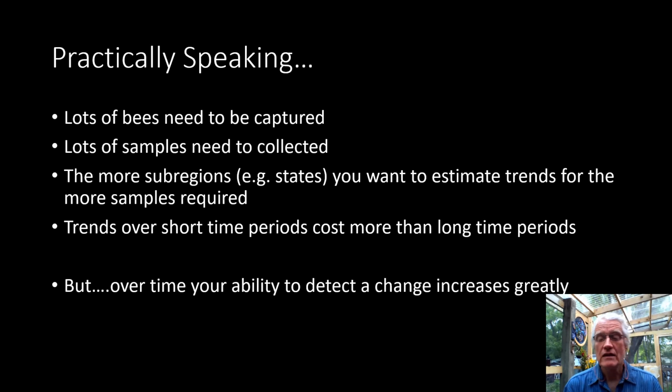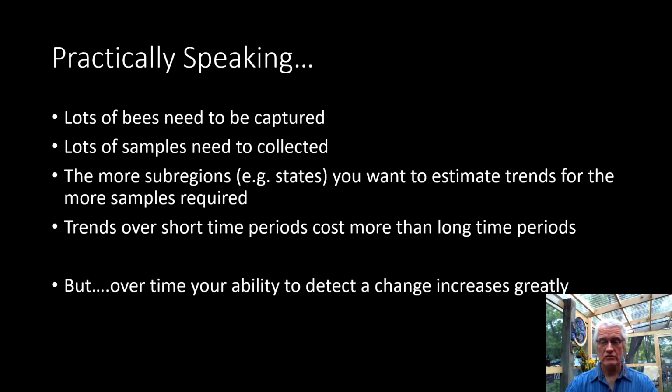So practically speaking, in any kind of monitoring program that's going to give you quality data, you need to be sampling a lot of bees. There has to be a lot of bees, there has to be a lot of samples, because you have to cut through all that variation.